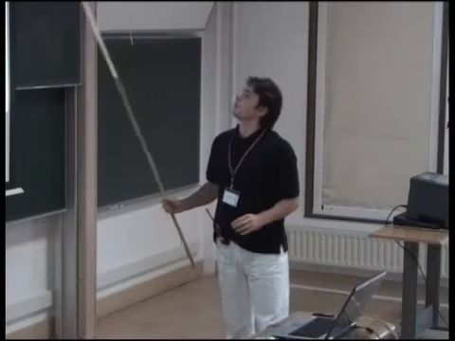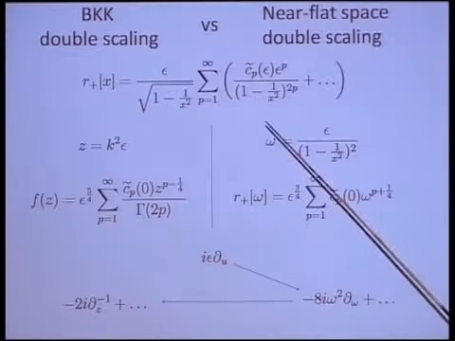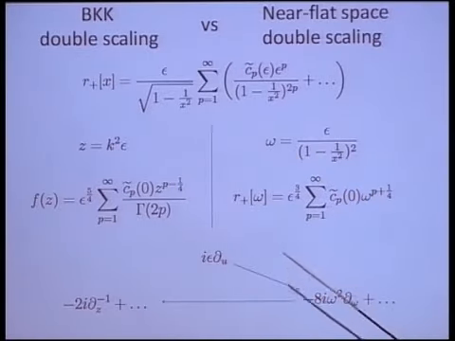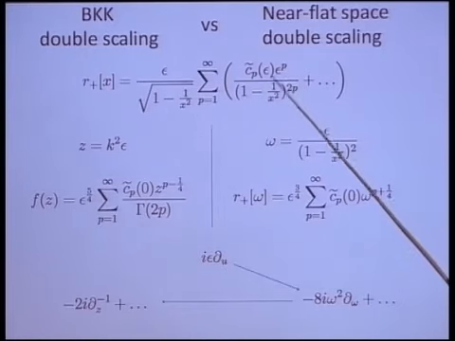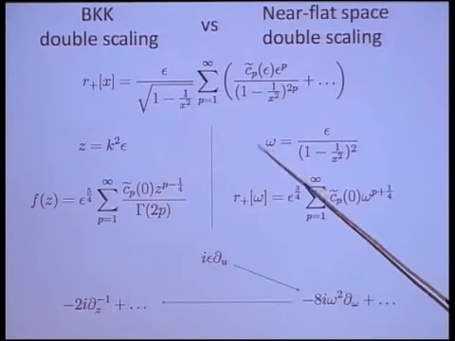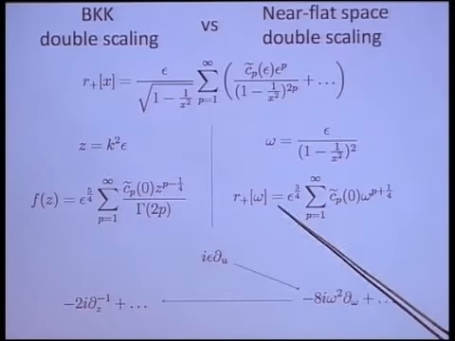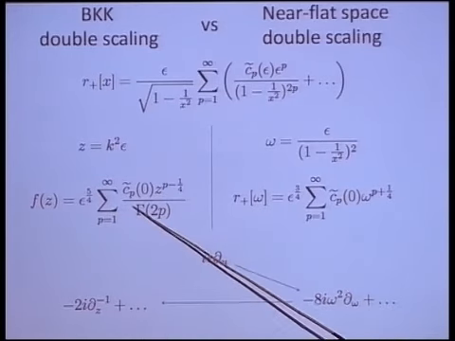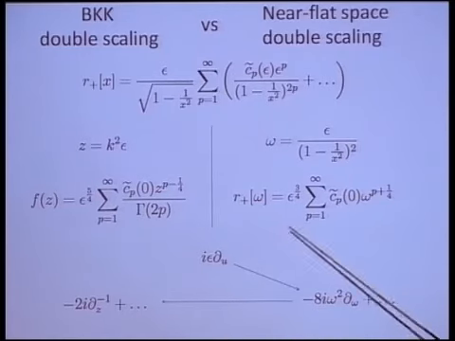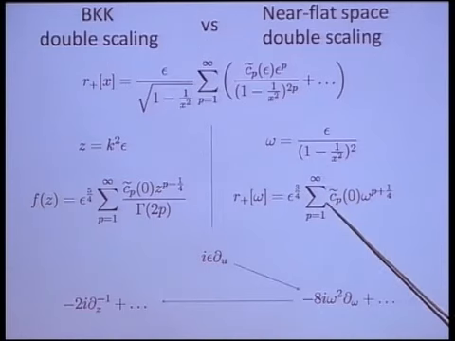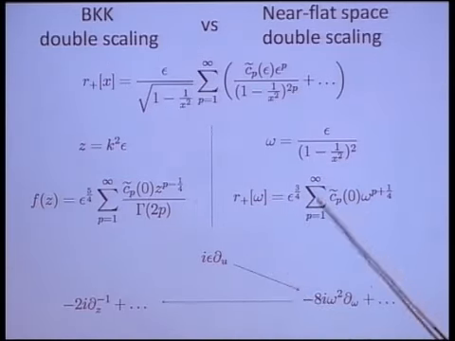Okay, the last comment: I would like to compare the BKK double scaling with the near flat space double scaling. By the near flat space limit, I mean the point x equal 1 or minus 1. You see, this expansion suggests that it's a good idea to introduce a double scaling variable omega, and if we compare this series with the BKK double series, we see that the coefficients are quite related. So these limits have a nice relation between each other. Analytical properties from here can go here and vice versa, and that should be nice too.